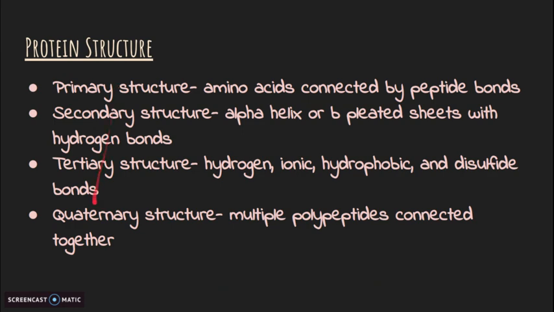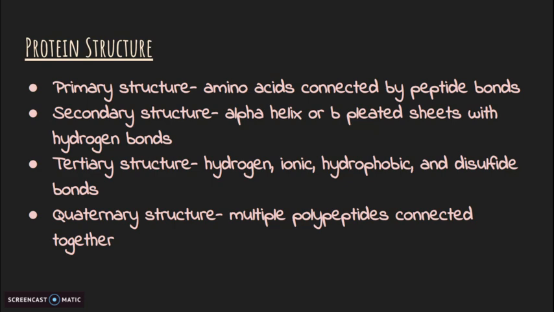So there are 4 different structures of a protein, and most proteins will reach these 3 structures, and a select few will actually go to the 4th structure, but not all of them will reach this structure. Primary structure is simple. It's just a bunch of amino acids connected by peptide bonds. And the secondary structure can either be an alpha helix or a beta pleated sheet. And the structure is held together by hydrogen bonds.